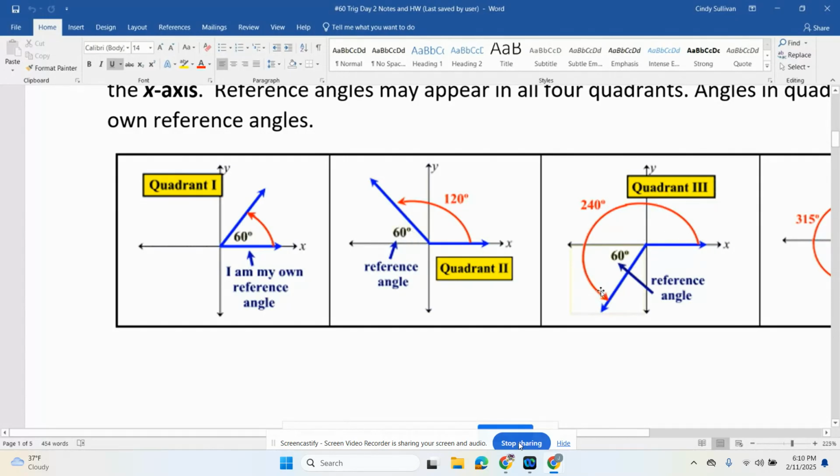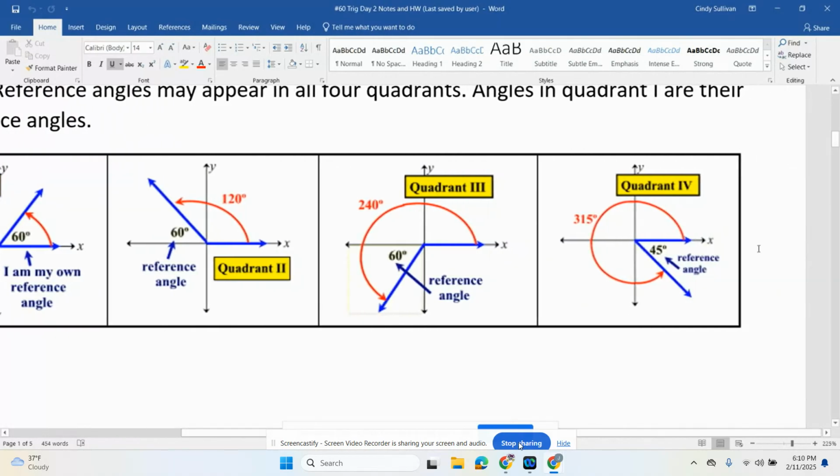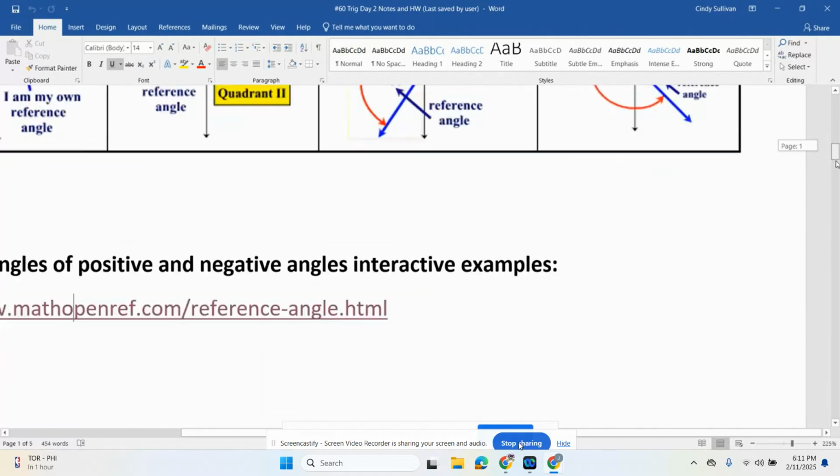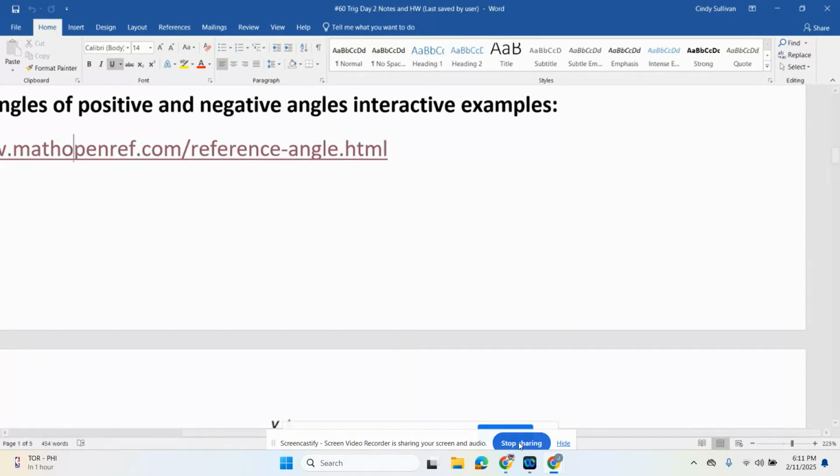If I go all the way around to the third quadrant, so 240 degrees, how far away is that from the x-axis? So 240 minus 180 is 60 degrees. That's a 60 degree reference angle. Here, if I go all the way around to quadrant 4, if I go 315 degrees, how far away is that from the x-axis? That is a 45 degree reference angle. So 360 minus 315 is 45 degrees.